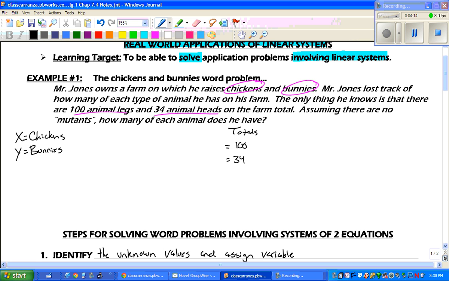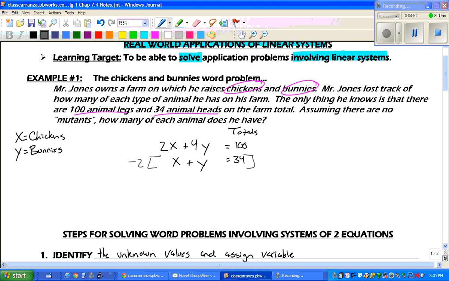So 100, that's talking about the legs. If we're talking about the chickens, which is X, and Y's are the bunnies, how many legs does a chicken have? Well, a chicken has 2 legs, and a bunny has 4 legs. So that's where the 2 and the 4 come from. Those are their legs, okay? And now for heads, each animal has 1 head. So 2x plus 4y equals 100, and then x plus y equals 34. Those are 2 equations. So now step 3 is to solve.